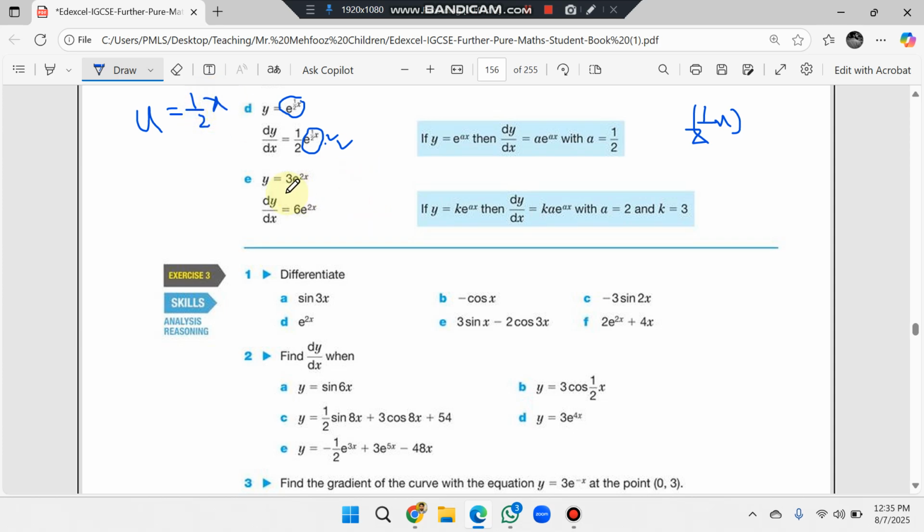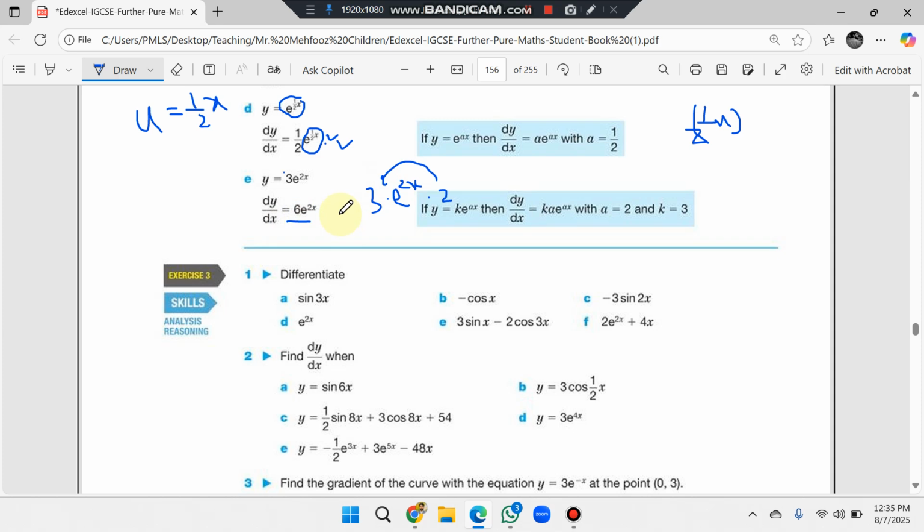Okay, next one is y is equal to 3e raised to the power 2x. 3 is constant, that is as it is. e raised to the power 2x has the derivative e raised to the power 2x as it is. And now the variable is 2x. And what is the derivative of 2x? That is simply 2. So 2 and 3 are multiplied, it will become 6. 6e raised to the power 2x is your solution. Do you have any problem in part E?